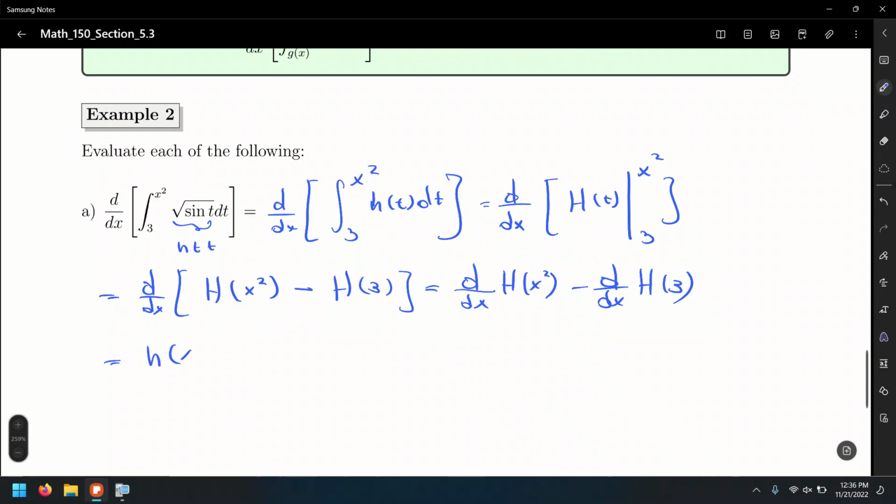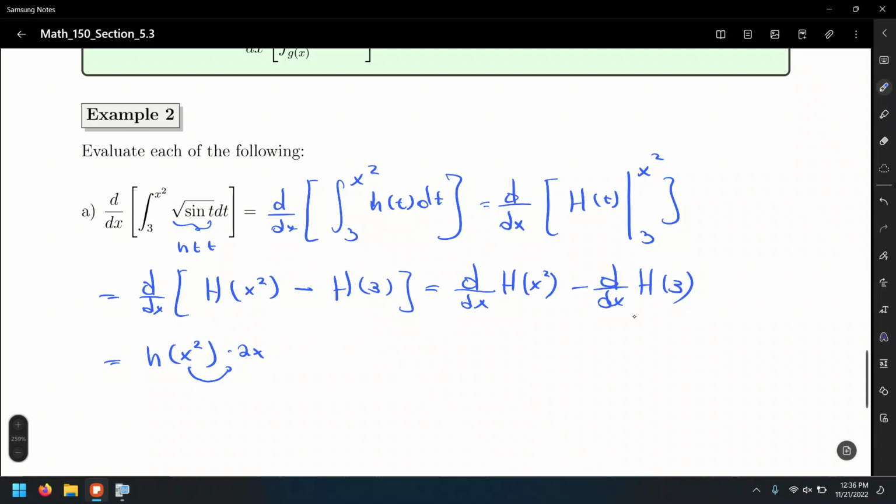H of x squared. However, this is a composite function. See how we have an outermost function, big H, which became little h, but we have an inner function, x squared, so we need to use the chain rule to differentiate this properly, multiplying by the derivative of the quantity that we have inside the parentheses, and that is 2x.